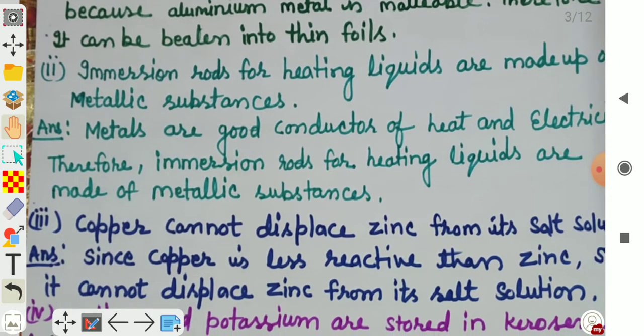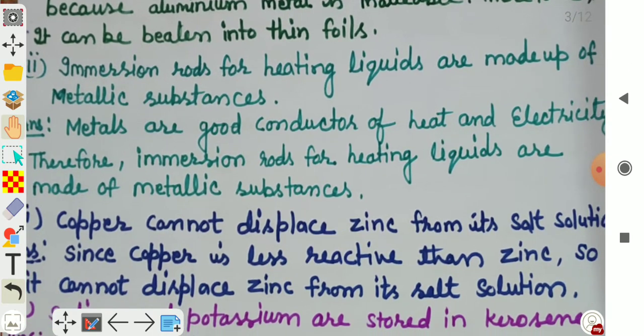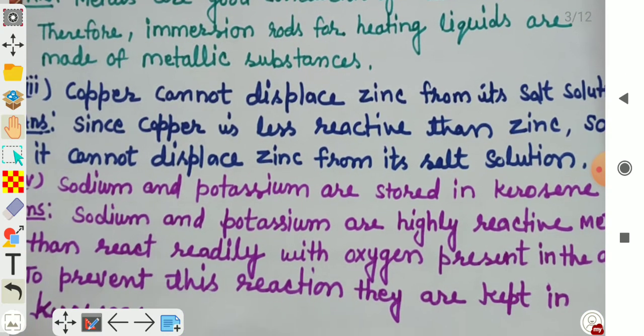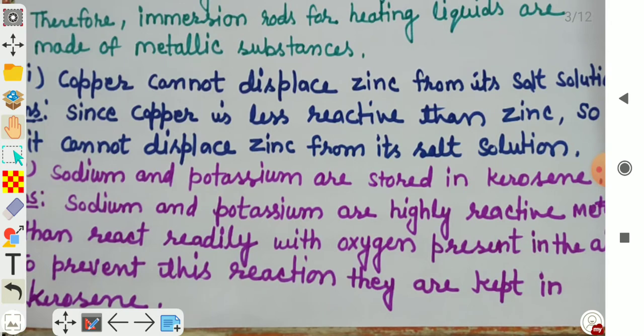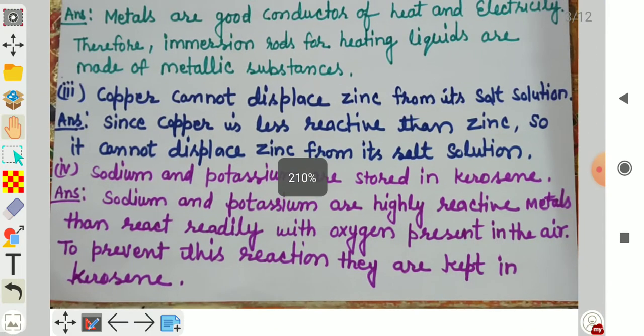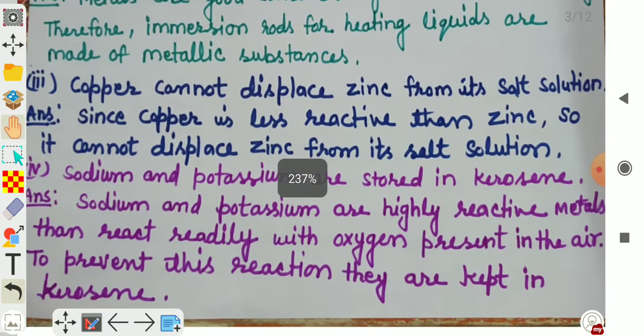Second, immersion rods for heating liquids are made up of metallic substances. Metals are good conductors of heat and electricity. Therefore, immersion rods for heating liquids are made up of metallic substances. Third one: copper can't displace zinc from its salt solution. Answer is, since copper is less reactive than zinc, it can't displace zinc from its salt solution.